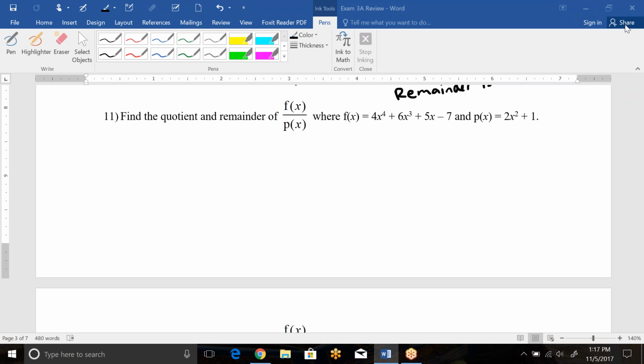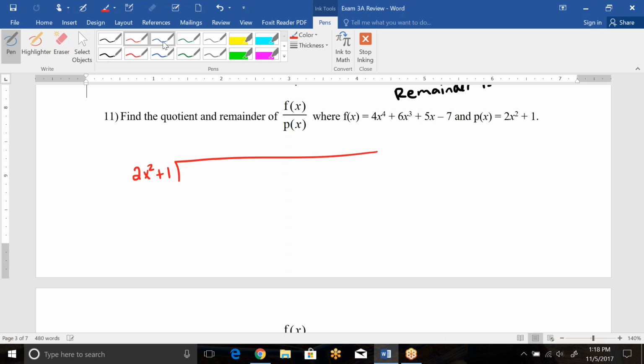So for number 11, it says find the quotient and the remainder of f of x divided by p of x when f of x is 4x to the fourth plus 6x cubed plus 5x minus 7, and p of x is 2x squared plus 1. Because we are not dividing by an x to the first power, you can't use the shortcut of synthetic division. So we're going to have to do long division and say 2x squared plus 1 needs to be divided into this large polynomial.